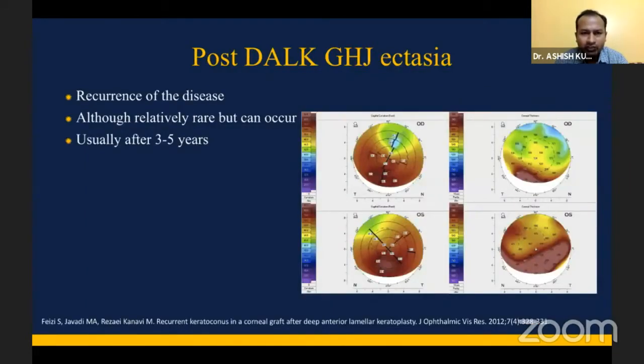So this is a case of post-DALK inferior ectasia where some of the keratoconus was probably left while refining and was not removed. And later, after 3 years, it presented with a graft-host junction failure.